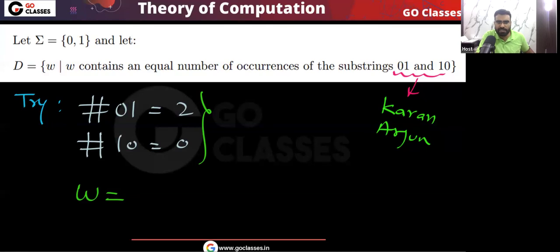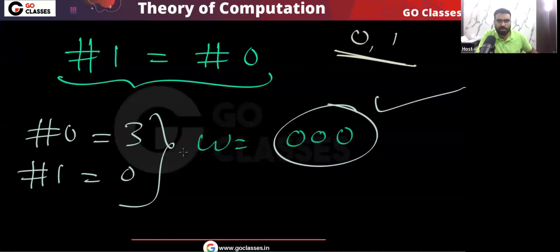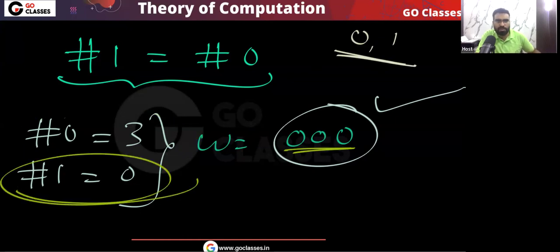See, in the previous language, where you have an equal number of 0 and 1, can you create this type of possibility that the number of 0 is 3 and the number of 1 is 0? Can you create this type of string? Yes, I can create this string. Do you agree? Because they are independent of each other. Yes or no? 0 and 1, they are independent of each other. This string I can create. Here I have three zeros and there is no 1.